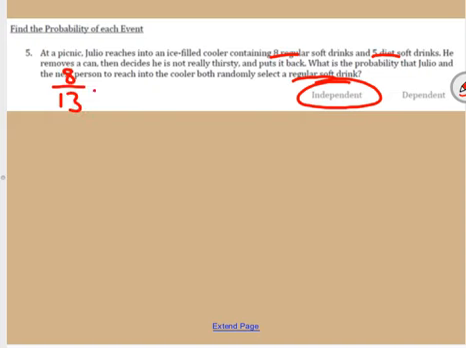So that's 8. Times, well, Julio put his back in. So there's still 13 soft drinks in the cooler. And then now you also have this next person, whoever it may be, still has a chance of grabbing 8 out of the original 13. So then if you're going to find the probability of this, you just do 64 divided by 169.